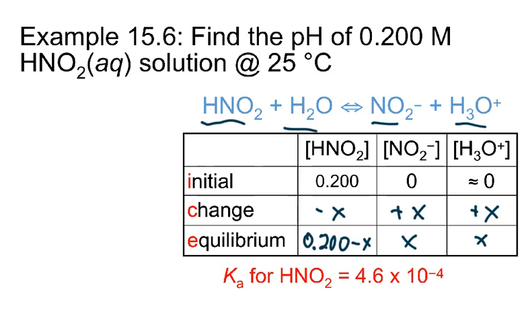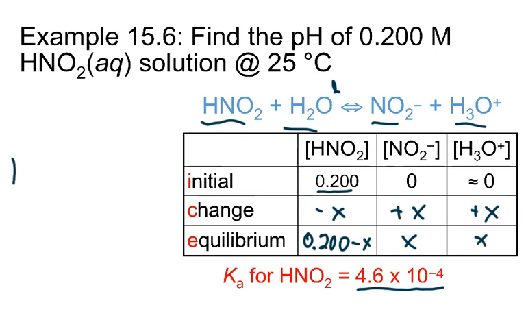Important things to note, water, you notice, does not show up in our table. That's because water is in the liquid phase, and we only calculate for the common phase, so we don't need to worry about water. And the key to solving these is seeing how small the Ka value is, 4.6 times 10 to the minus 4, compared to our initial concentration of 0.2, means that we can use the X is small approximation that we talked about in the last chapter.